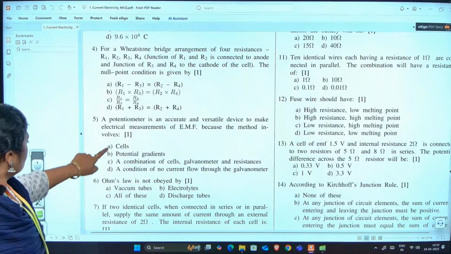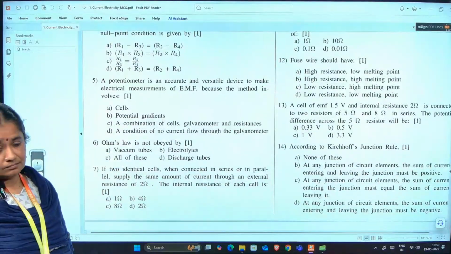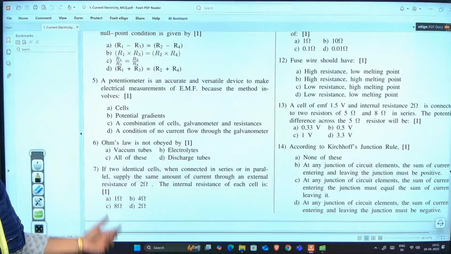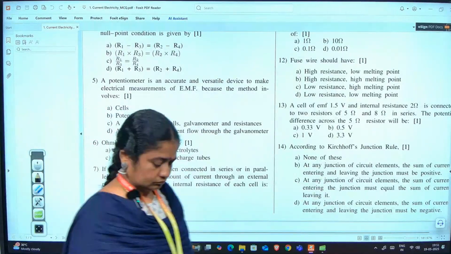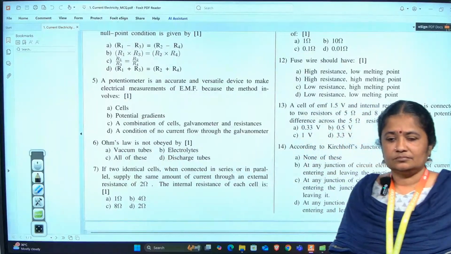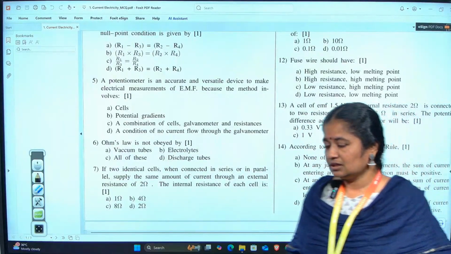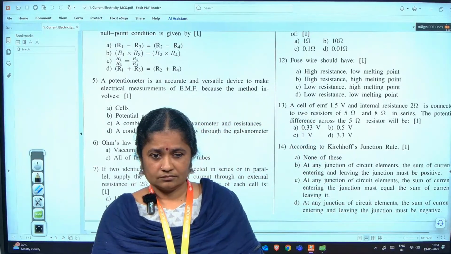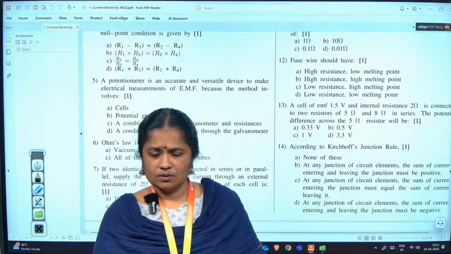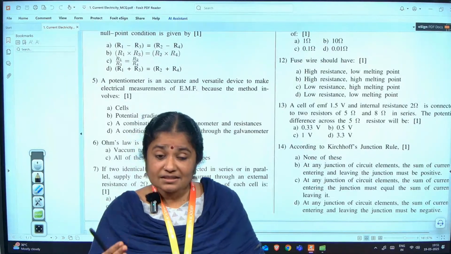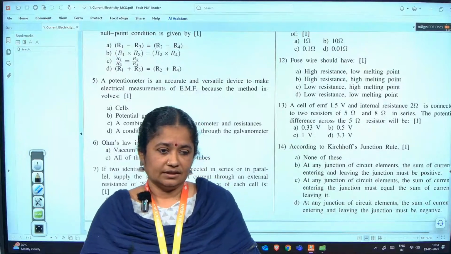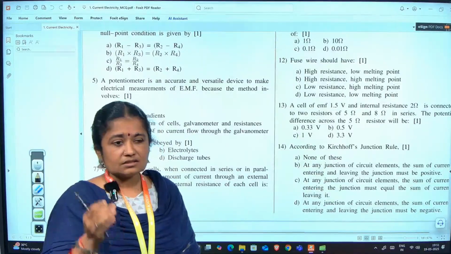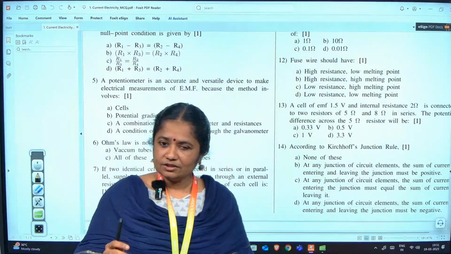Ohm's law is not obeyed by vacuum tubes, electrolytes, discharge tubes, all of these. Which are ohmic devices? Wires generally. Then resistors and capacitors are ohmic devices. Electronic devices like transistors, diodes, vacuum tubes are non-ohmic.